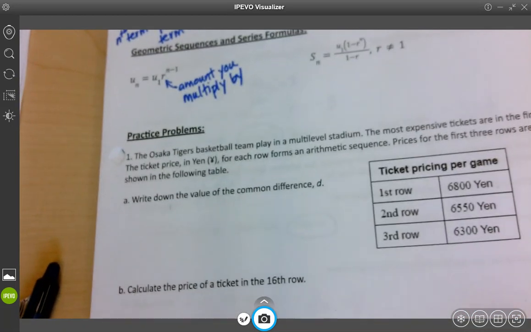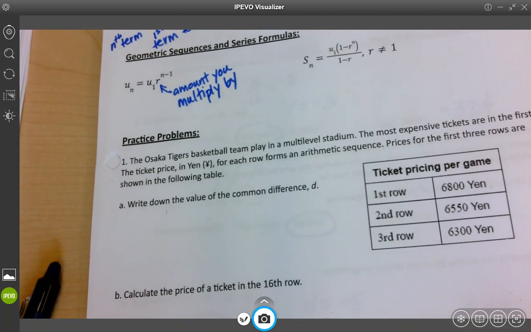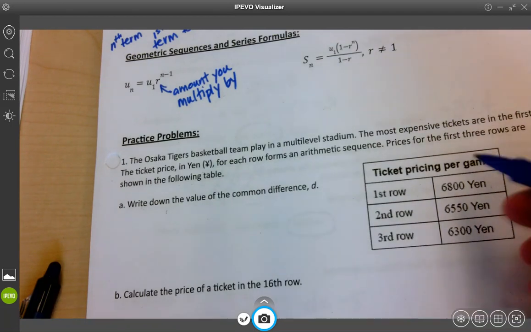So we're going to do some practice problems together. The Osaka Tigers basketball team plays in a multi-level stadium. The most expensive tickets are in the first row. The ticket price in yen for each row forms an arithmetic sequence. Prices for the first 3 rows are shown in the following table. Write down the value of the common difference D.